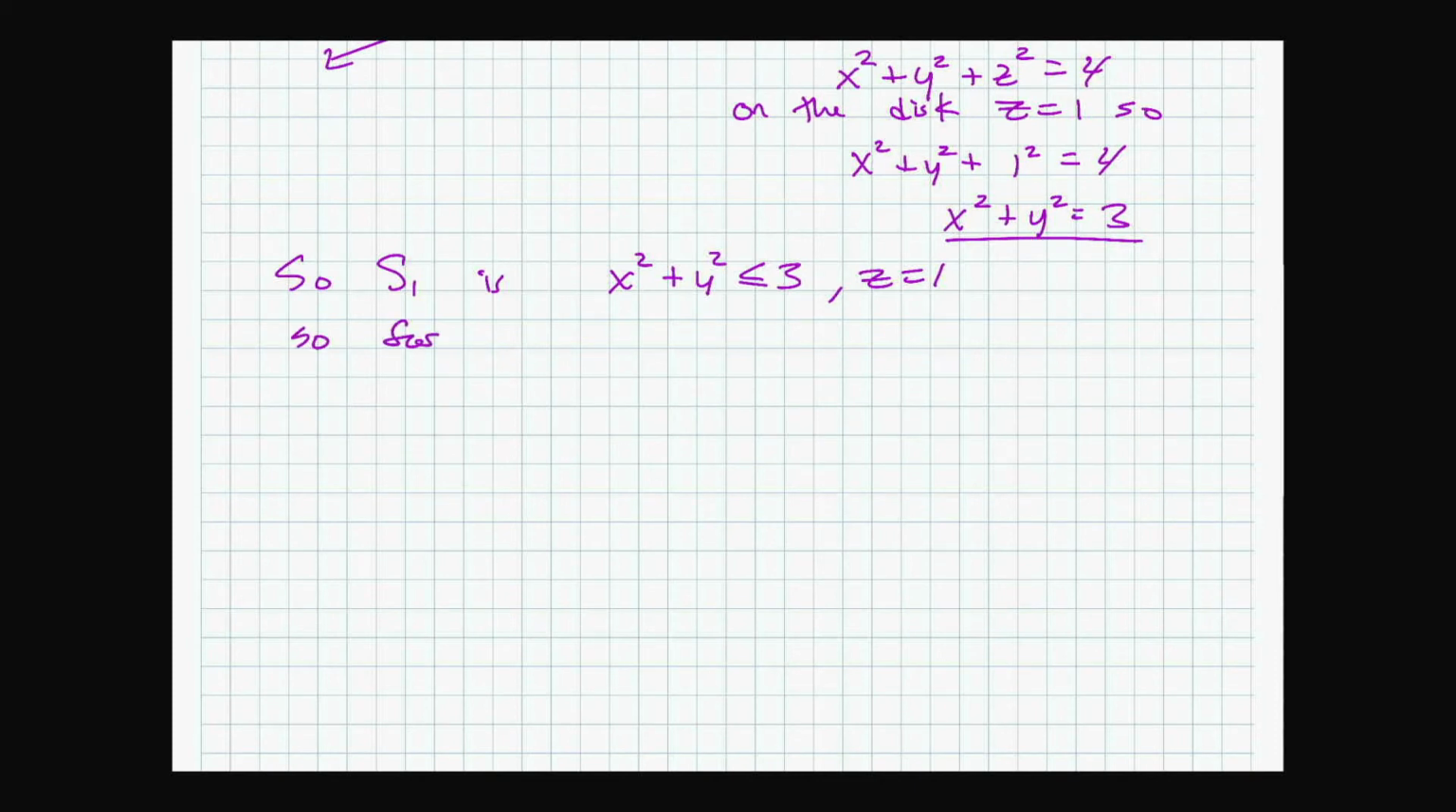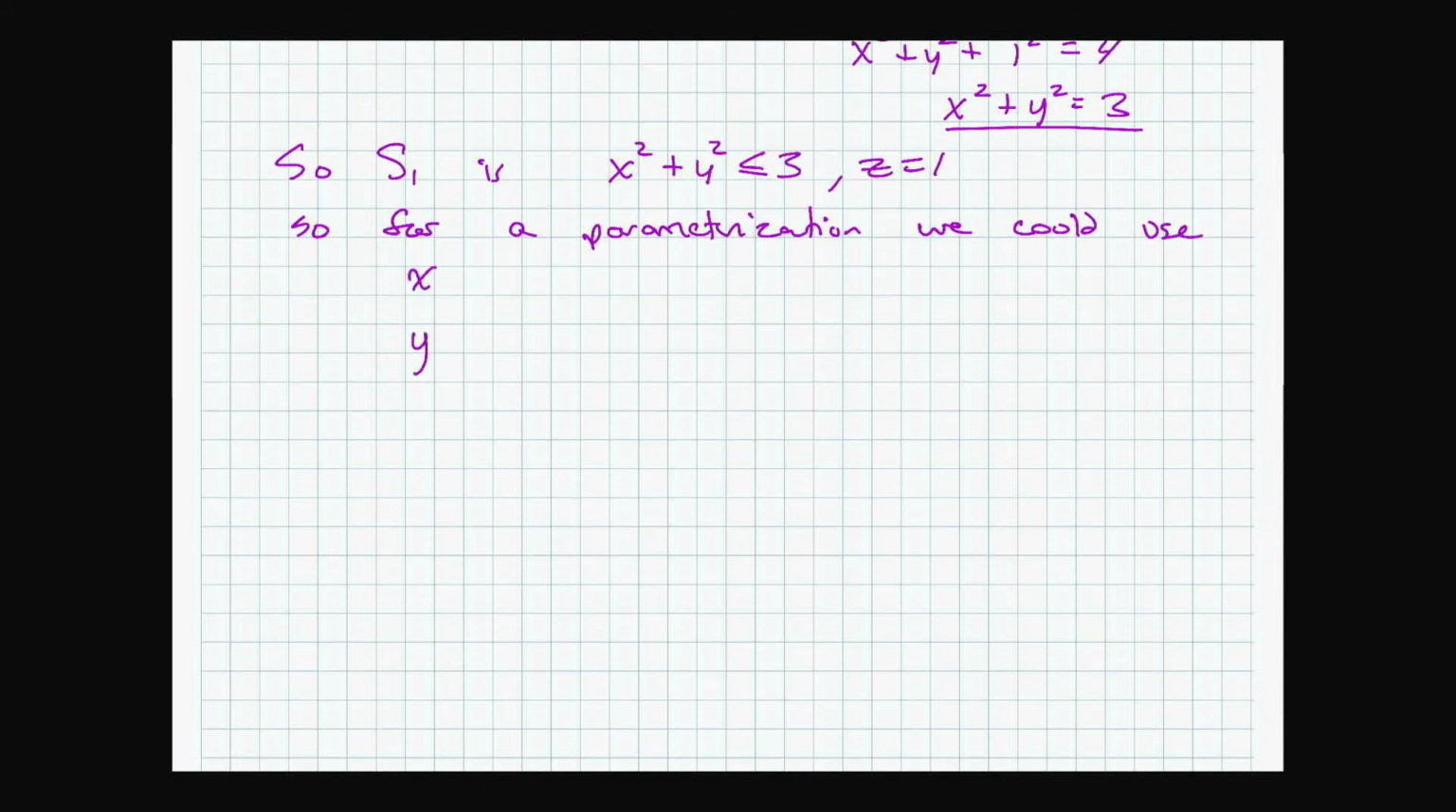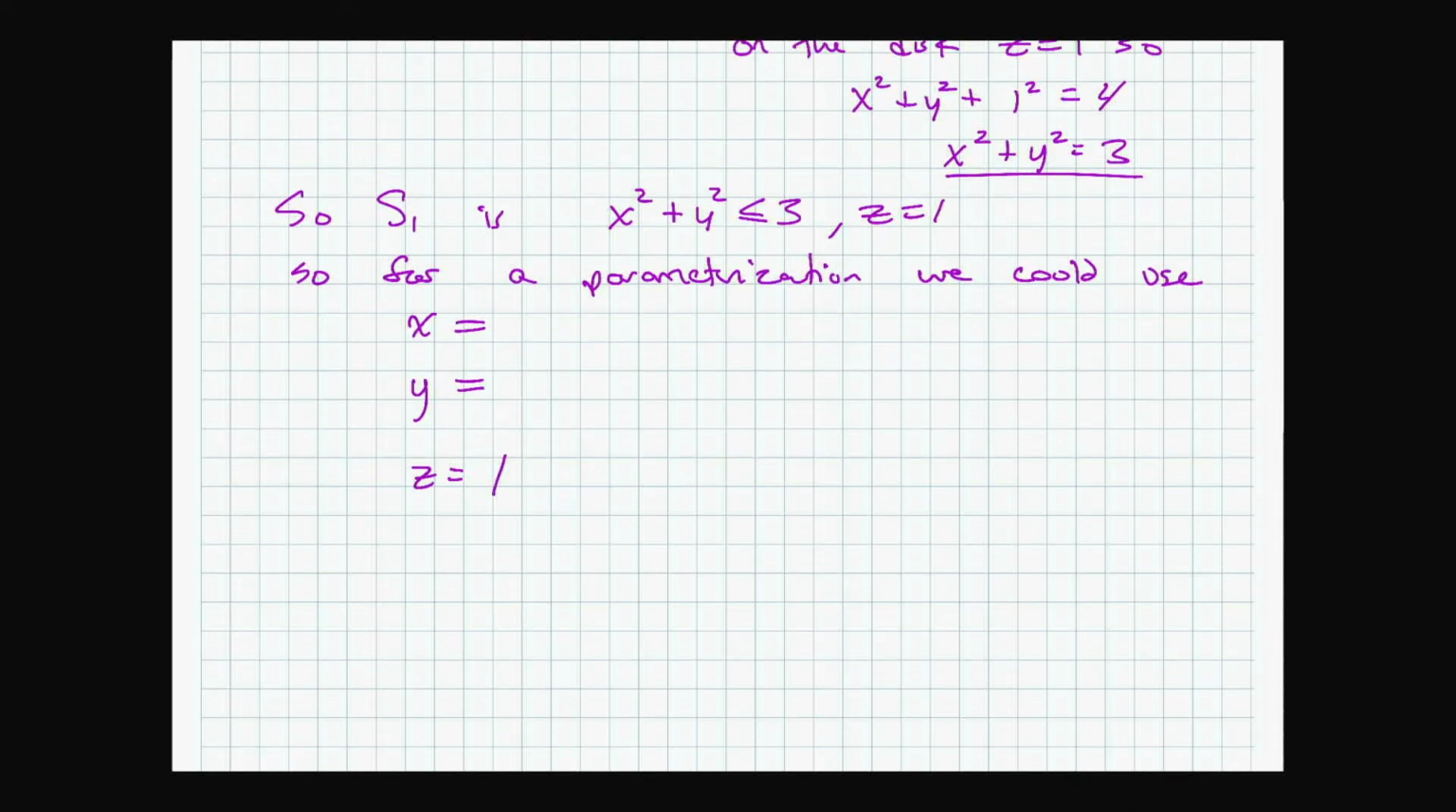So for a parameterization, we could use something like this. We need an x, a y, and a z. So the z is the easiest. Z is 1. Now for x and for y, you're going to use the polar coordinates parameterization. You can call them r and theta if you want, or u and v is fine. So I could do u cosine v and u sine v. And then u, that's your radius.